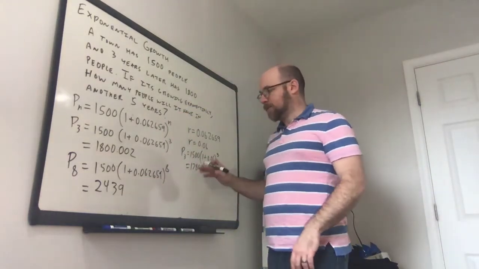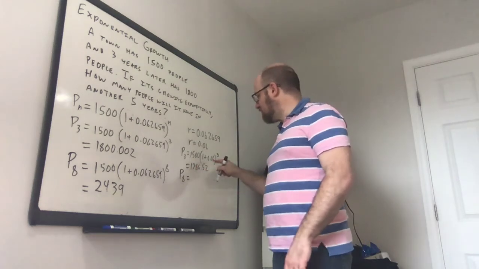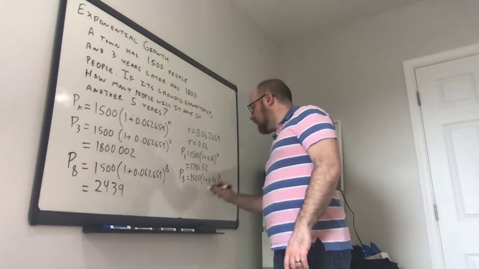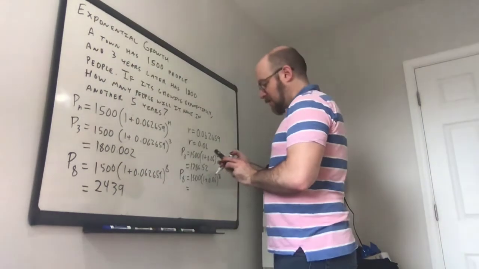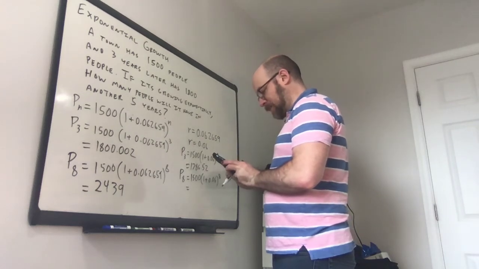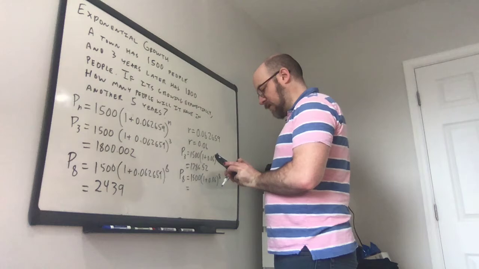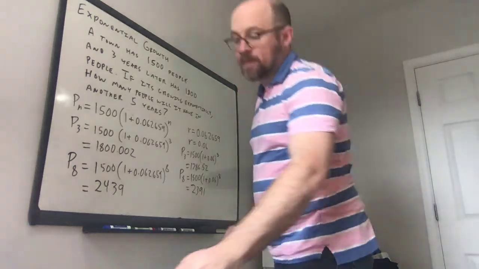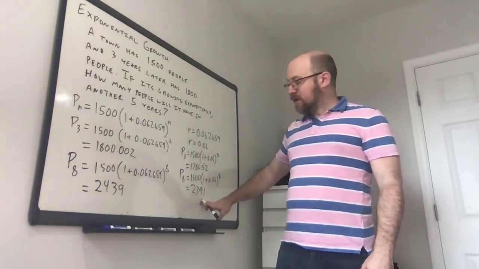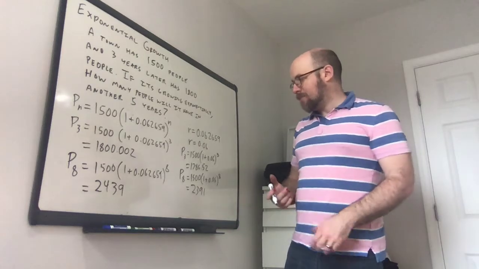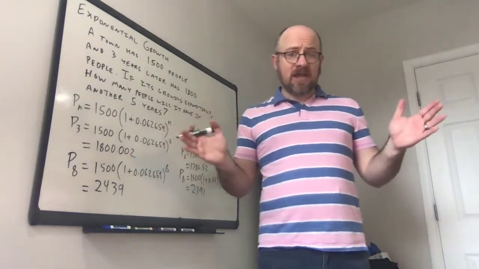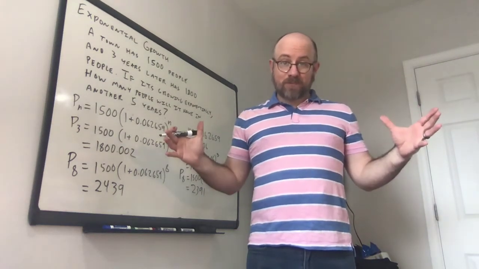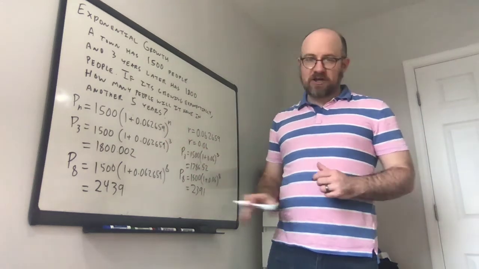Just don't round before. If you had done this with 0.06 as your r, 1500 times 1 plus 0.06 to the 8th, you would get an error that's off by quite a bit. An answer of 2391. Okay? And so you can see here your final answer is off by 50 people, right? So it's off by quite a bit. And that's because exponential growth kind of enhances these very small errors and makes them much, much larger. Okay? So make sure you don't round before you finish the problem.